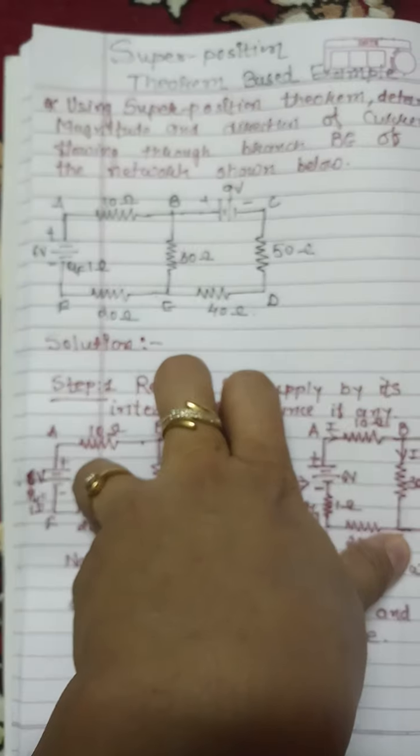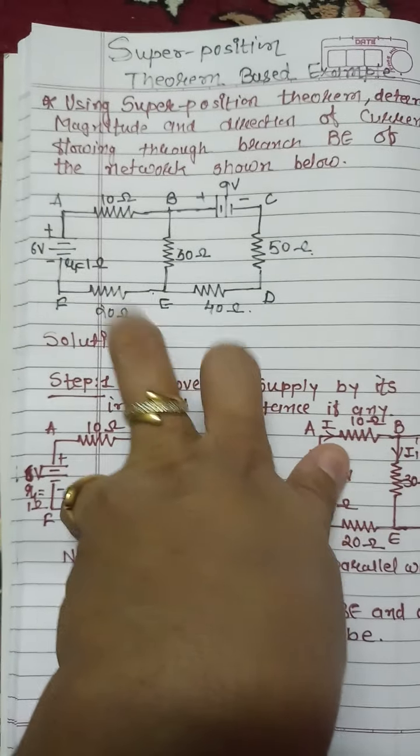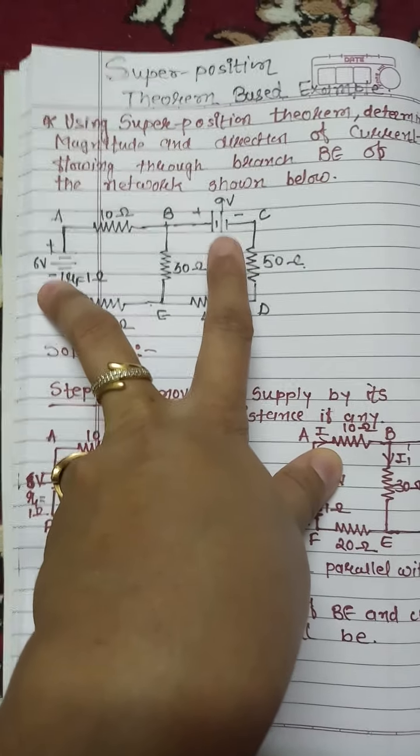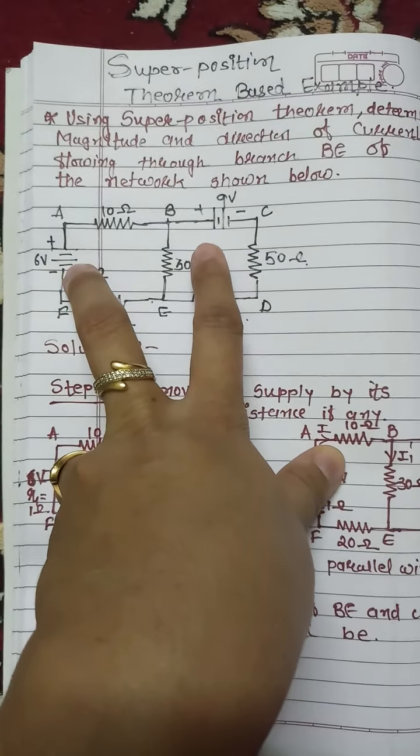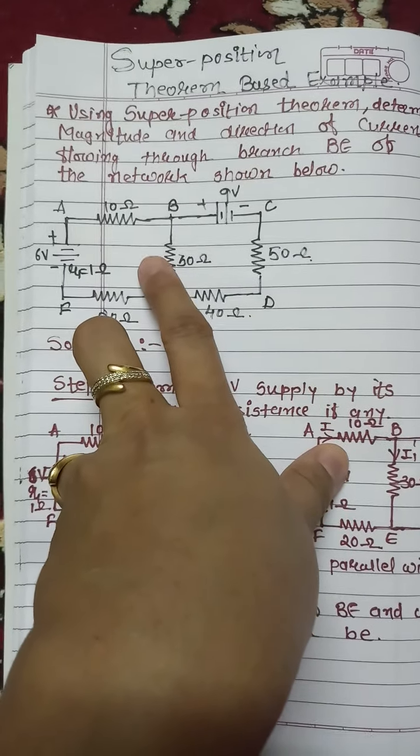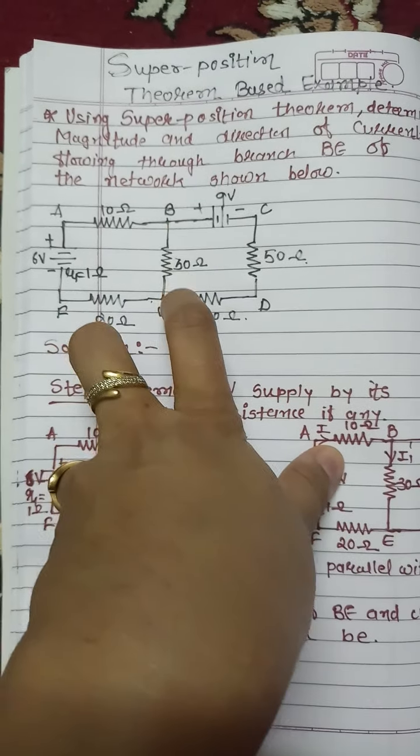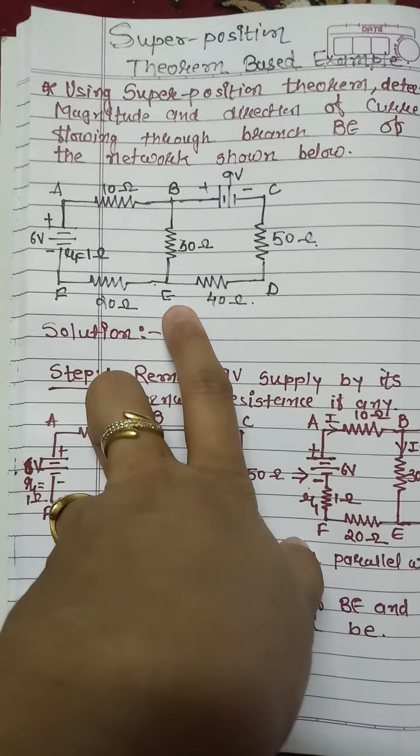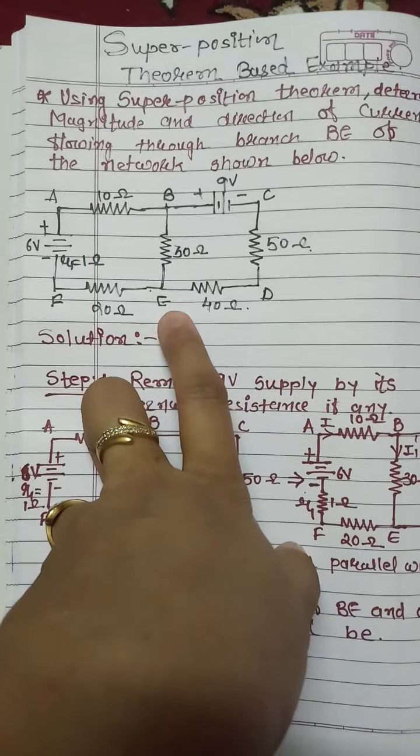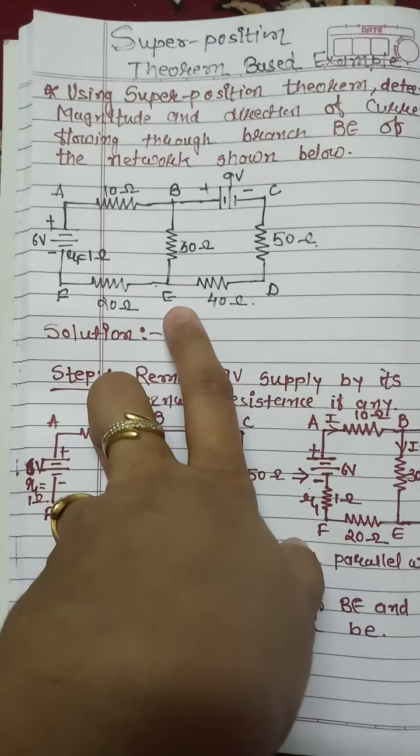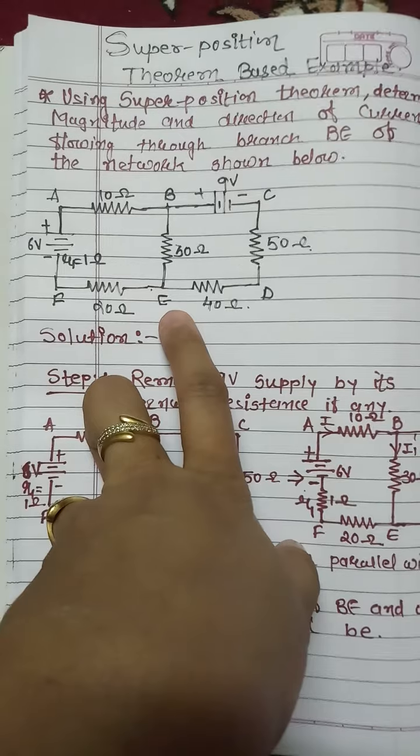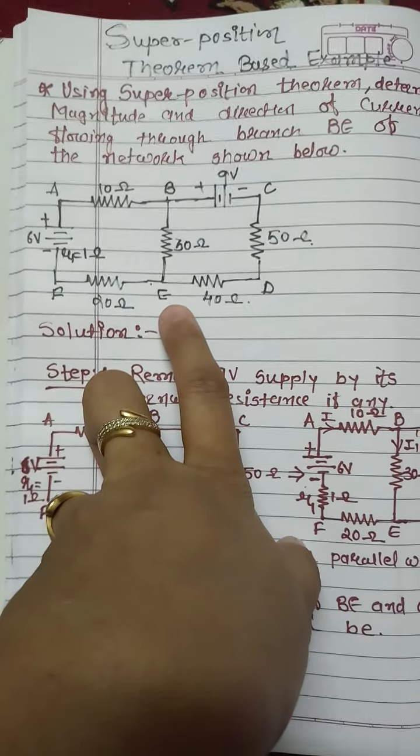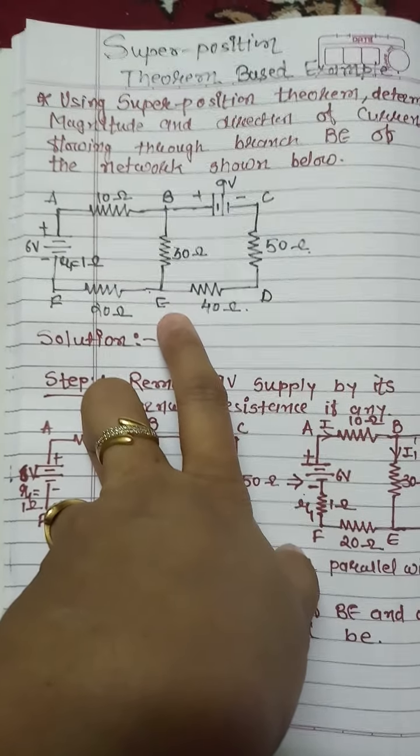तो see here, in this network two sources are there, one source that is the 6 volt and another source that is the 9 volt. Now by using the superposition theorem, how to find out the value of a current I which is passing through the branch BE? तो step 1 हमें क्या करना है कि first of all only consider one source and replace the other source by its internal resistance if the internal resistance is given, and if the internal resistance is 0 then directly short that voltage source.